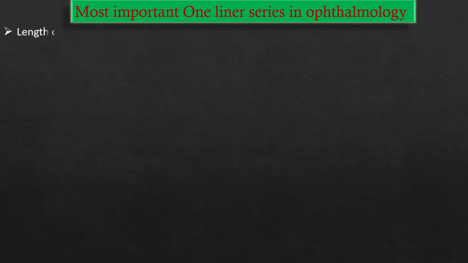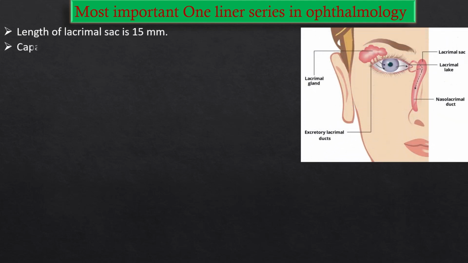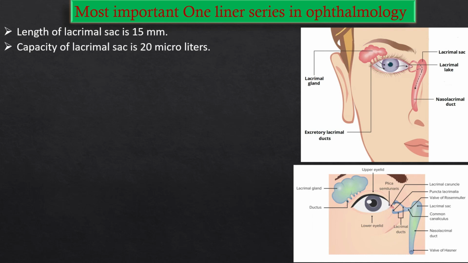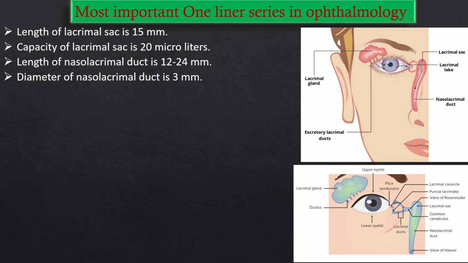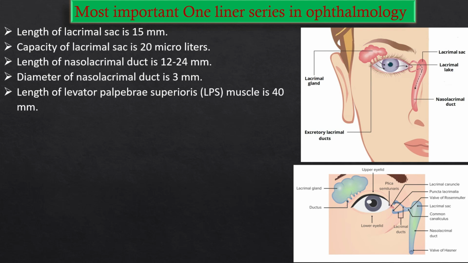Length of lacrimal sac is 15 mm. Capacity of lacrimal sac is 20 microliters. Length of nasolacrimal duct is 12 to 24 mm. Diameter of nasolacrimal duct is 3 mm. Length of levator palpebrae superioris muscle is 40 mm. Length of tendon is 15 mm.